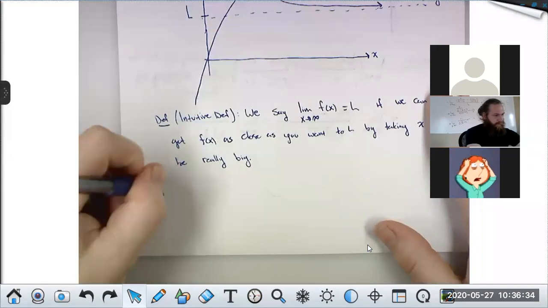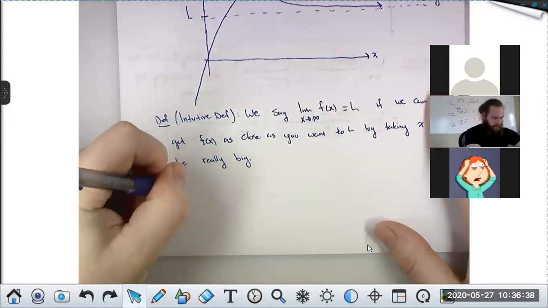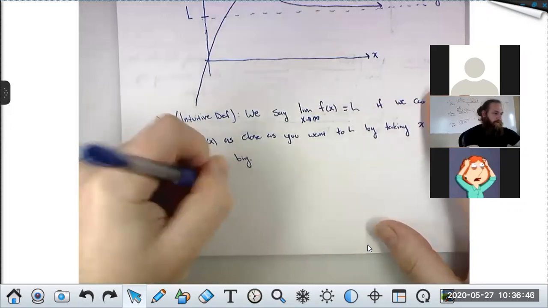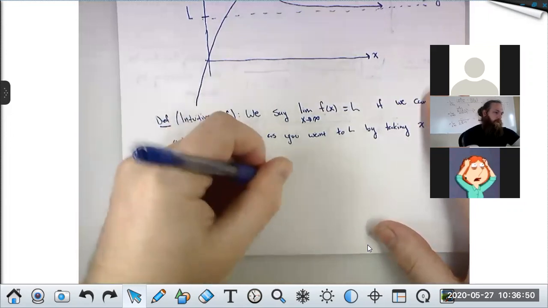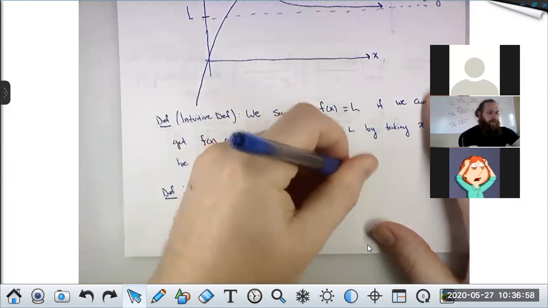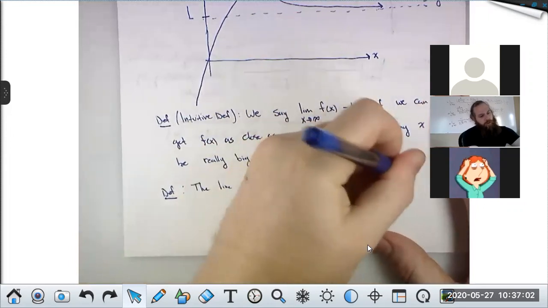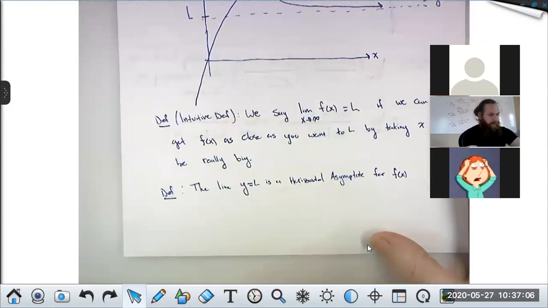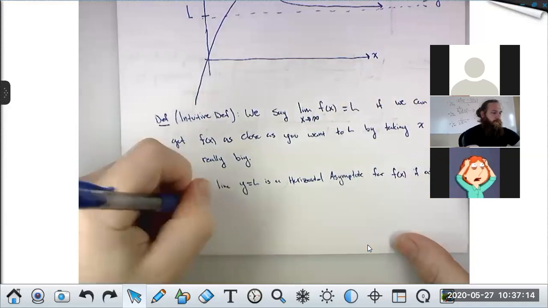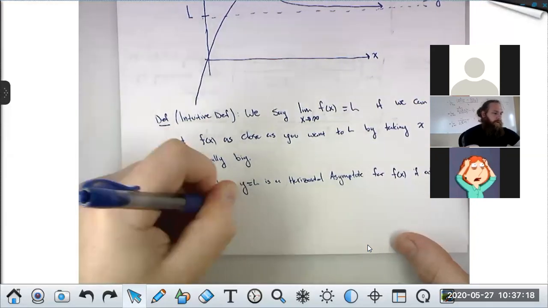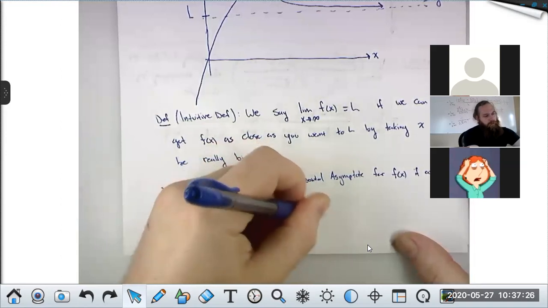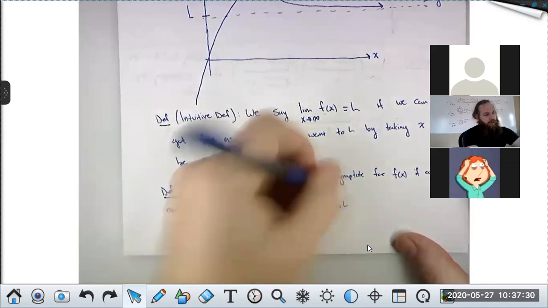So the thing we were defining here was the limit at infinity. Say the line y equals L is a horizontal asymptote for f of x if at least one of the limit as x goes to plus infinity of f of x equals L, or the limit as x goes to negative infinity of f of x equals L, is true.